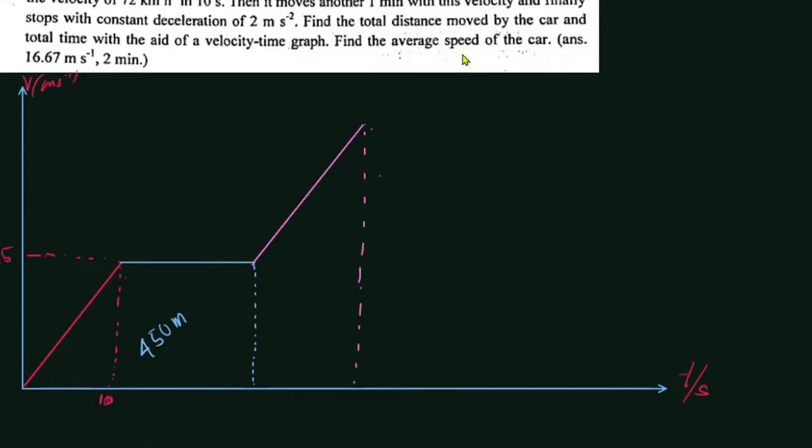So this is 10 more seconds, right? This is 10 seconds, right? So finally they are reaching what velocity? They're going to reach a velocity of 20 meters per second. And then what happens?